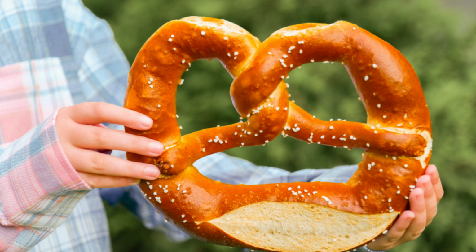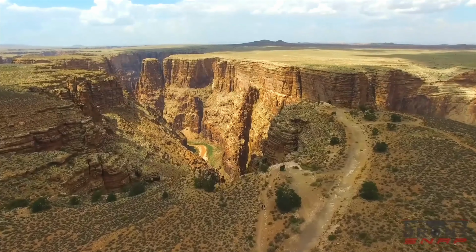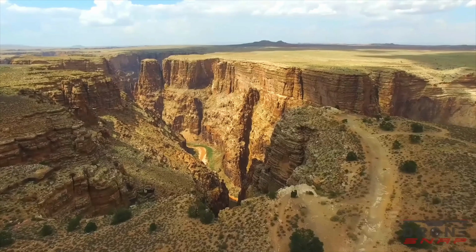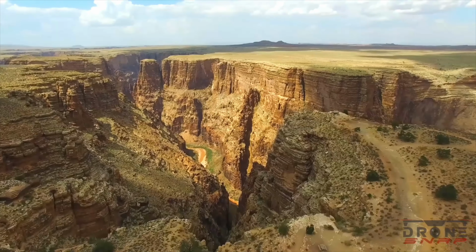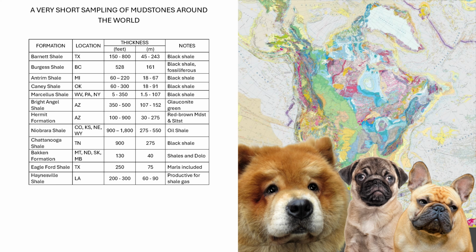Let's illustrate the difficulties that the young Earth creationists make for themselves with a couple of examples. Look back at that table of mudstone formations from around the globe that we saw in Chapter 1 of the Book of Diagenesis. For our first example, we'll go to the Hermit Shale in the Grand Canyon.